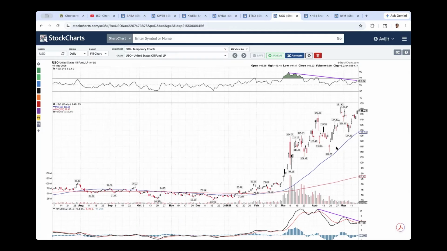We know that this is very much related to the geopolitical environment, but in here, you can see that 94 to 125, that's a handle breakout. So 94 to 125 is $31. Add that to 125, 156. We haven't met that target yet. We have moved to higher highs, 124, 143, 151.